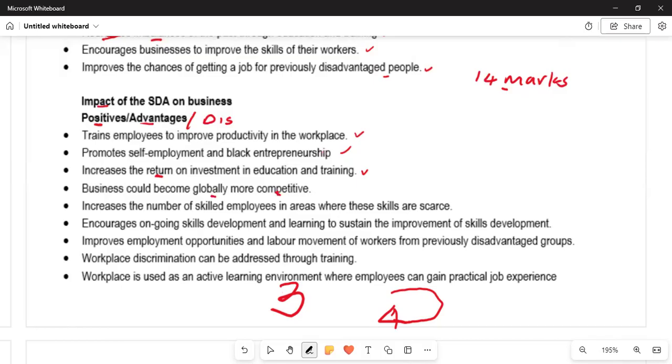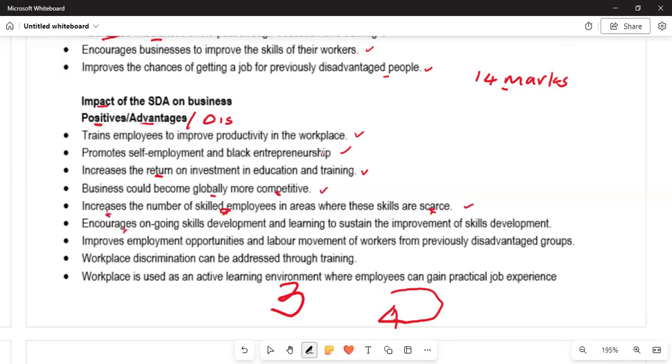Increase the number of skilled employees in areas where skills were scarce. So whenever we put this act in place, it means employers are going to find many employees who are going to be competent where skills were scarce. Encourage ongoing skill development and learning to sustain improvement on skill development. That is very important in this act.